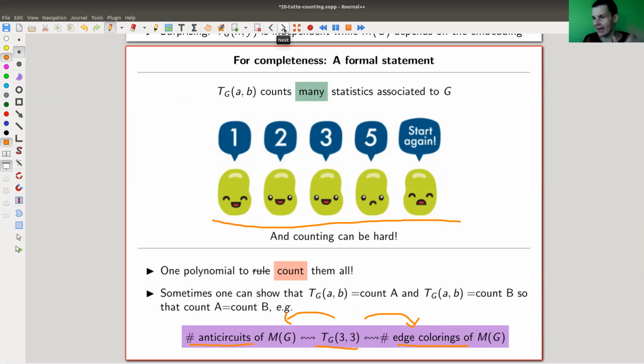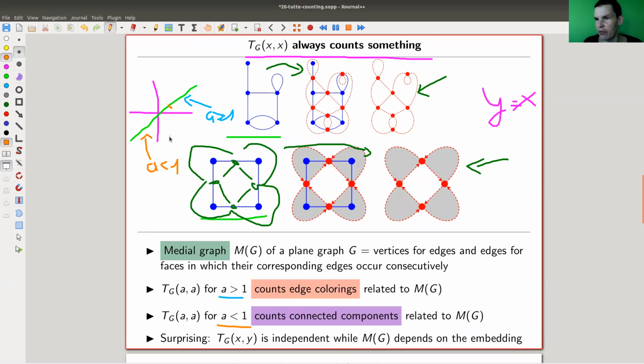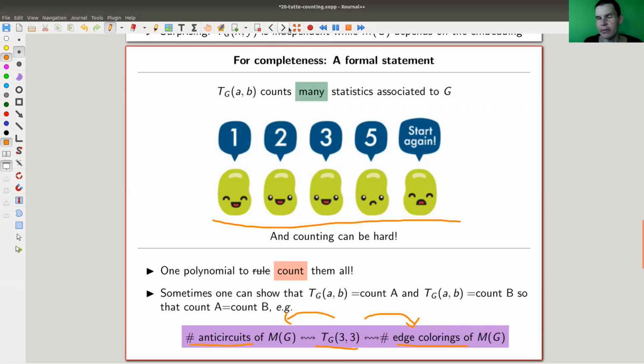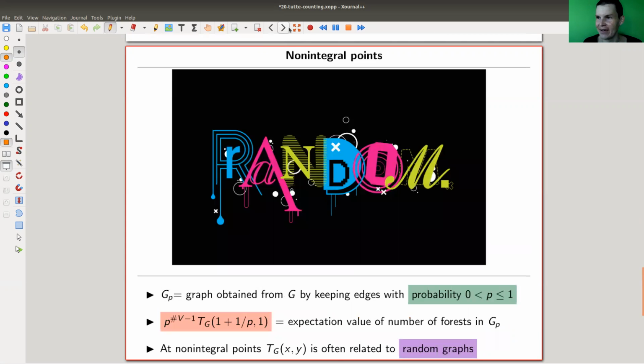But it gets even better. You might wonder, okay, all of these are integer points. So here, integer points along this line, all integer points, here, integer points. So what about non-integer points? And it still counts something for non-integer points, which is really exciting. Essentially, this is related to random graphs, the next topic I'm going to cover in this series. So essentially, for today, let G_p be the graph obtained from another graph by keeping edges with a certain probability. So you have a fixed graph, you flip a coin, potentially a biased coin, and whatever your coin says, you either keep the edge or you drop it.